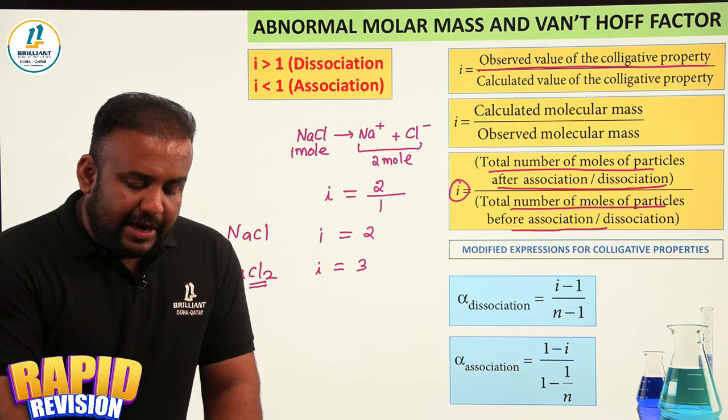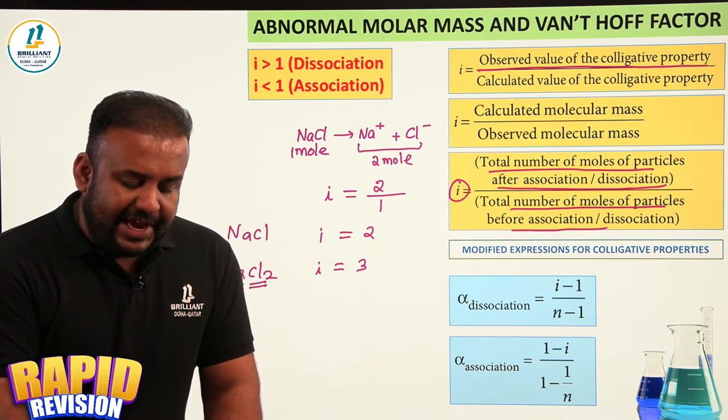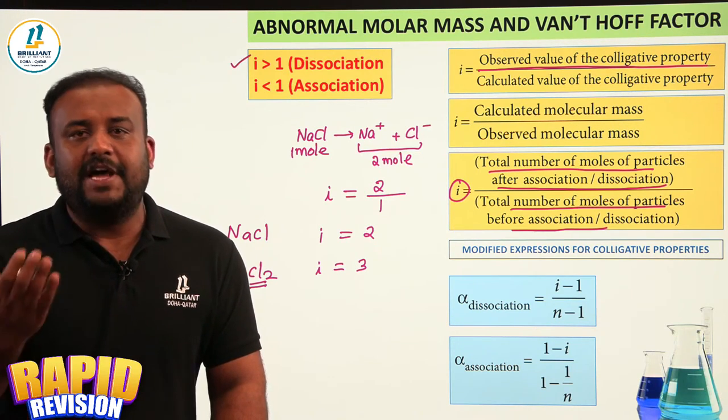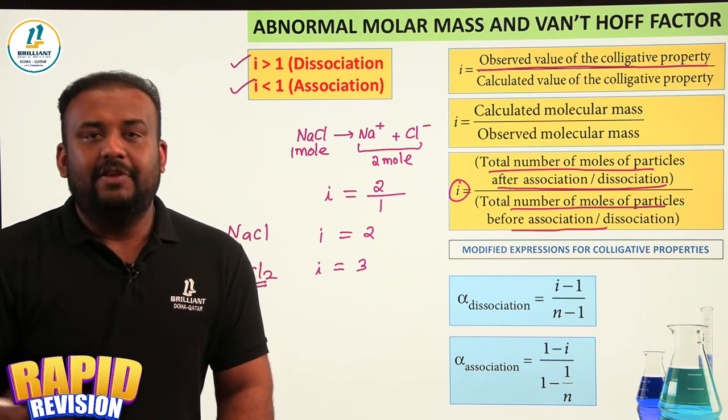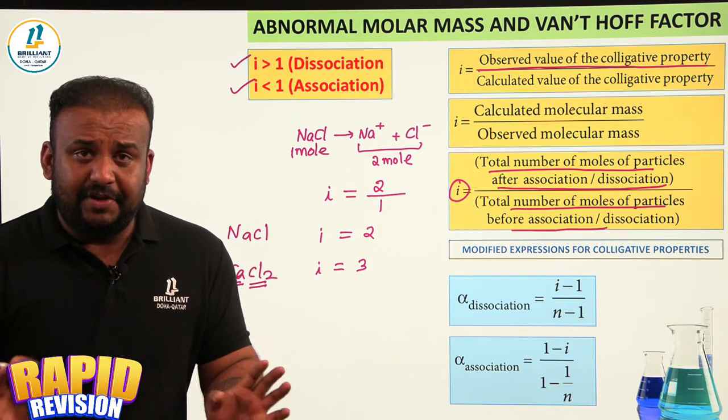So for dissociation's case, i will always be greater than 1. Why? Because there will be more number of particles after dissociation. For association, i will be less than 1. Is it clear to everyone?